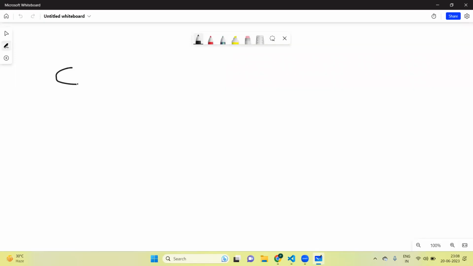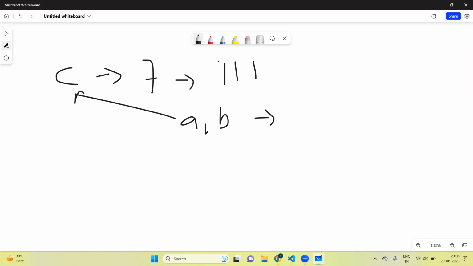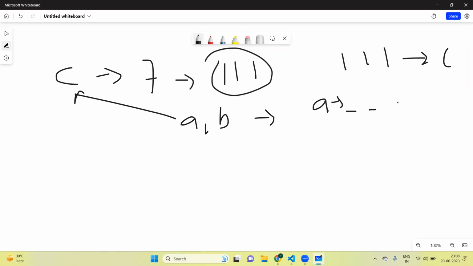Suppose you have a number c, and let's consider it for a while as 7. The binary representation of 7 is 1, 1, 1. So we have to make two numbers, a, b, such that they have the same number of bits as c. If c has three bits, then a will also have 3 bits. So 1, 1, 1 is c, and we need 3 empty slots for a, and 3 empty slots for b. And a OR b should be equal to c.